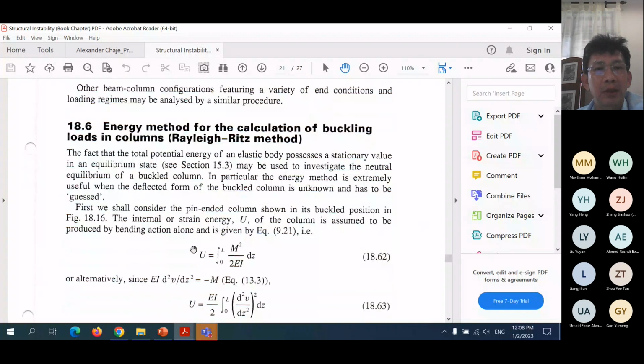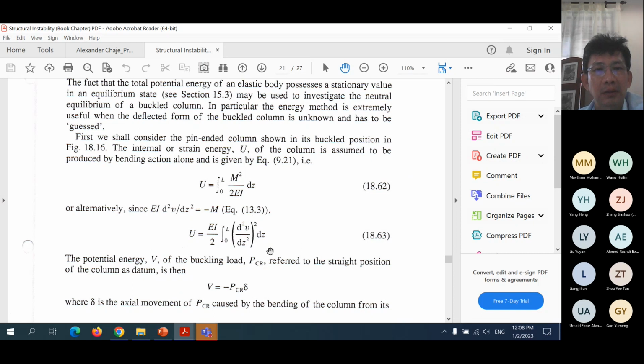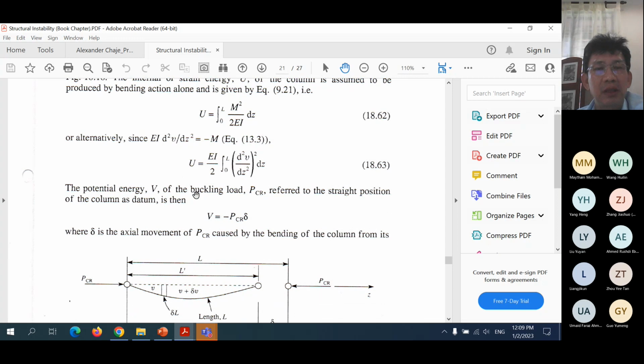Here it also shows the strain energy equations, which is needed when we want to use Rayleigh Ritz method. And note that the x which is being used in our lecture note to represent the actual coordinate is replaced with z here. So z is being used here. So x and z are the same, so d2v dz2 is the same as d2v dx2 that I use in my lecture note. Now the potential energy V of the buckling loads referred to the straight position of the column as datum is given by this equation.